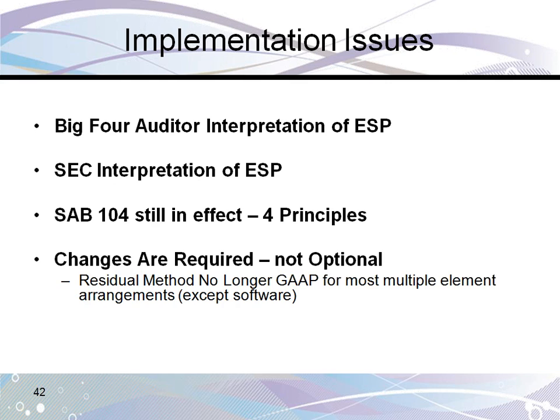And these changes are required. They're not optional. So if you're a multiple element arrangement that's not software, you're going to be using the relative selling price method. The residual method is no longer available, and you can't use the residual method to determine ESP. If you've got 4 elements in a transaction and you've got a VSOE or ESP for 3 of them, you can't back in to that 4th element. You do need to come up independently with the value for it.